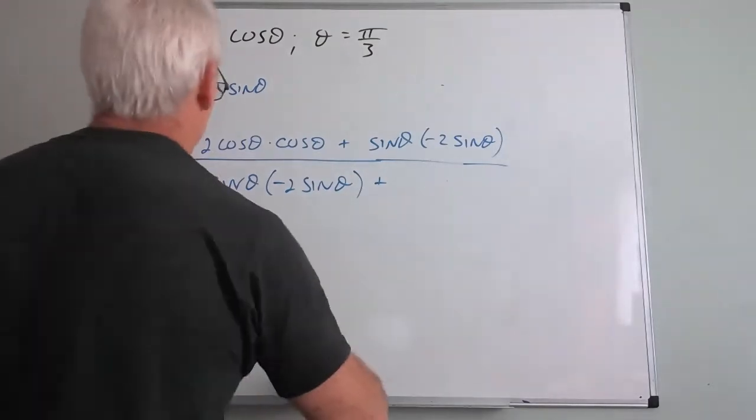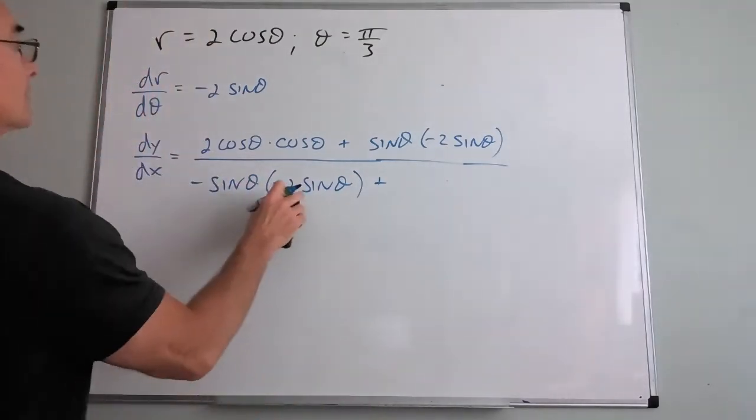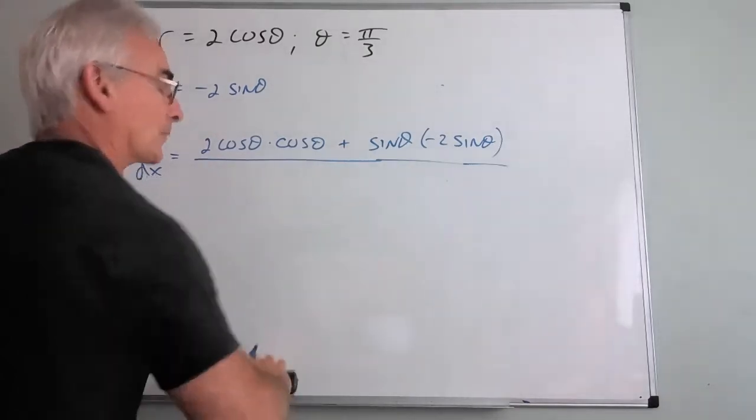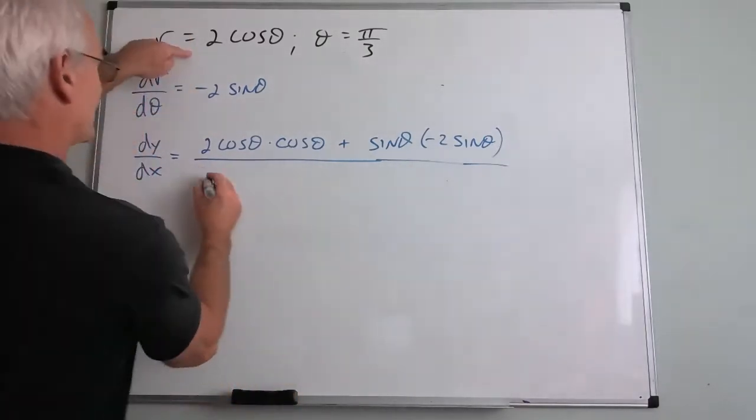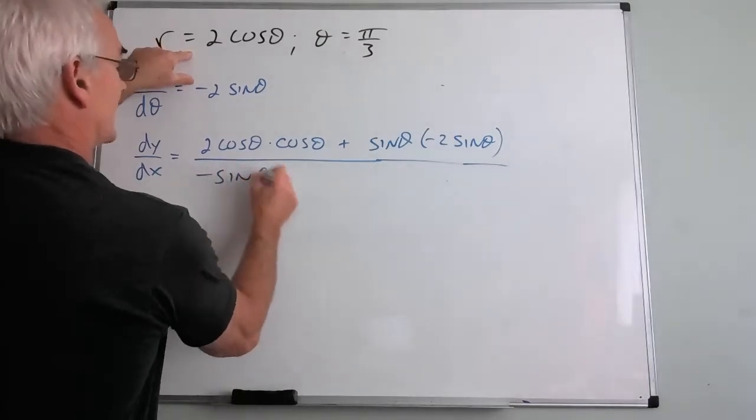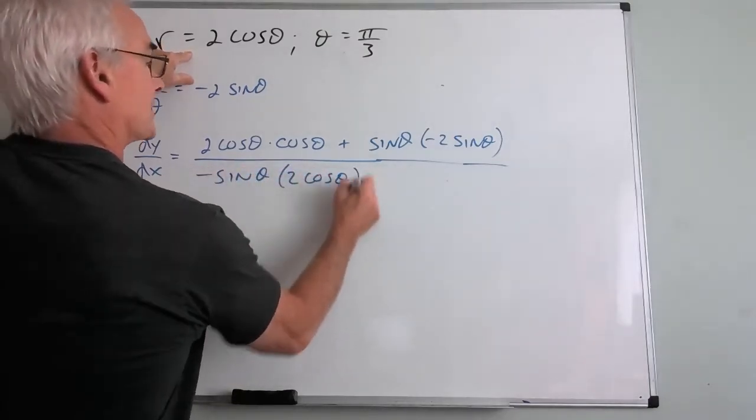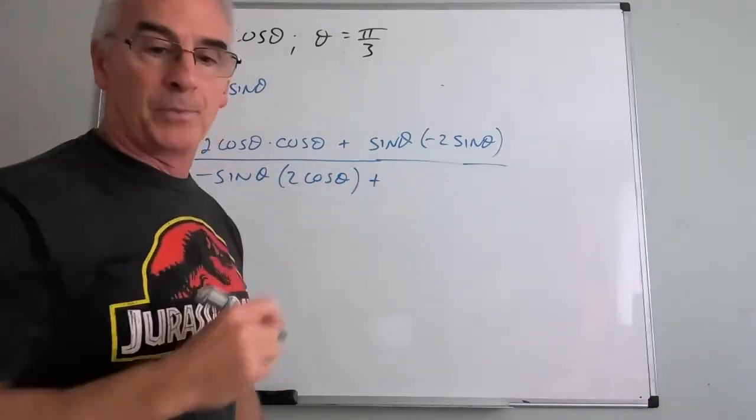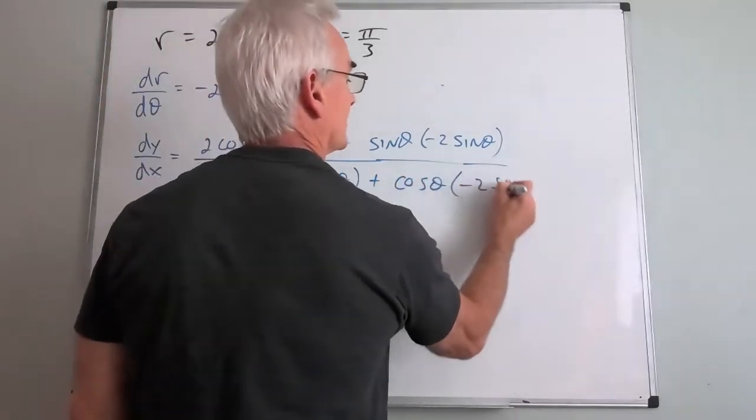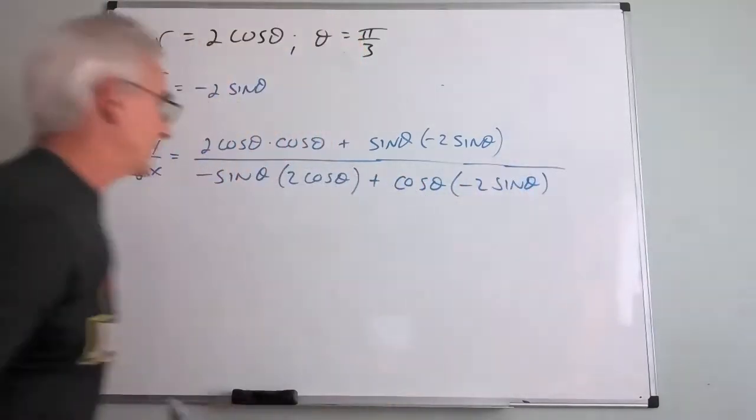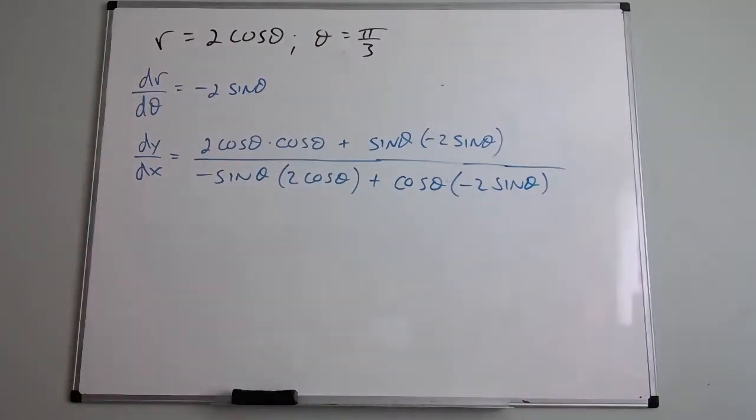Oh, I'm sorry, I just wrote that down wrong. I can't read my own writing. We're going to have negative sine times r. I wrote the wrong piece. And then from there, plus cosine times the derivative. Boy, that was almost a disaster there. So when I'm looking at that, yeah.